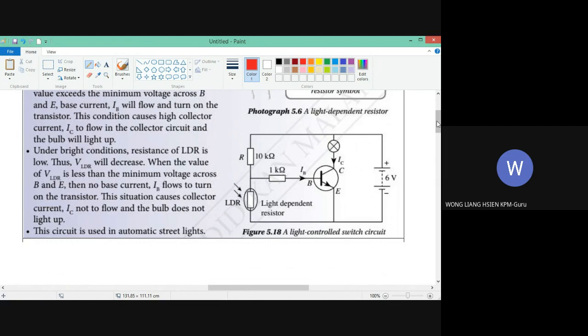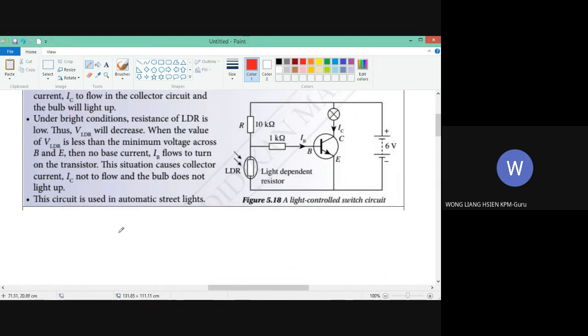It depends on the time of day. During daytime, the resistance of the LDR will be low. During nighttime, the resistance will be high. Actually, this is very easy to remember.